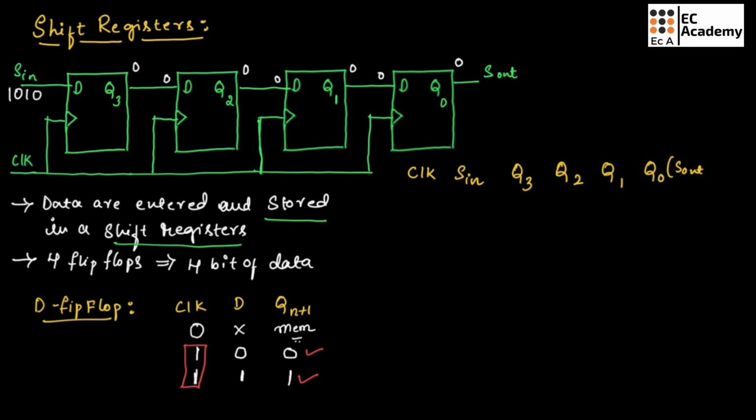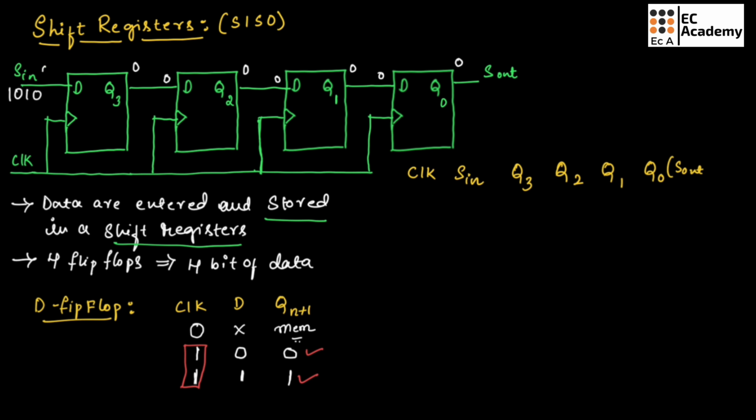For the first flip-flop, we apply the input as serial in, and for the fourth flip-flop, whatever output we get, we take that as serial out. That's why this shift register which we are discussing is called serial in, serial out. Now this is the serial input that should be applied to the shift register: 1010. Let us say the first bit 0 is given as serial input.